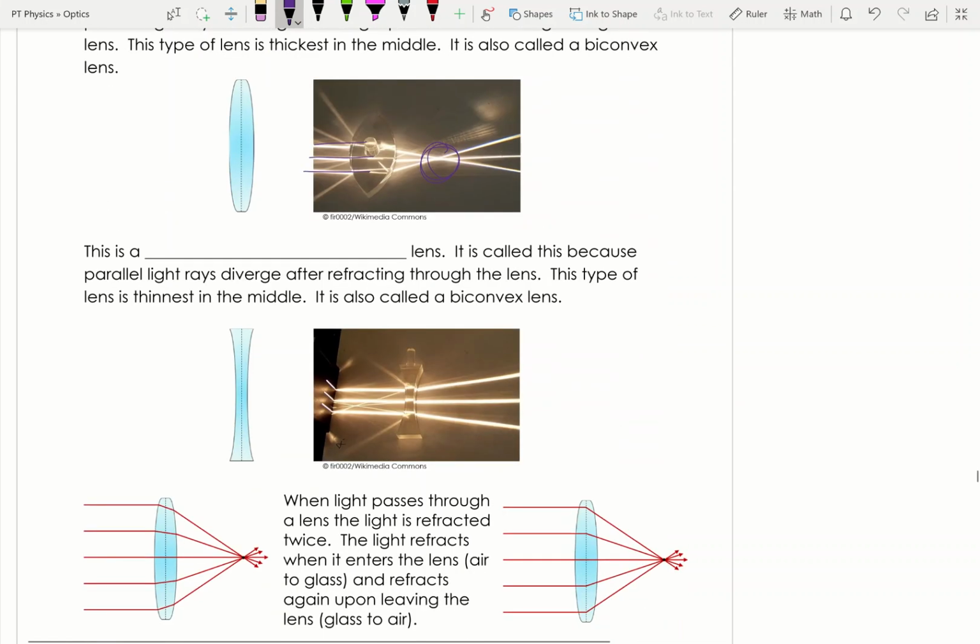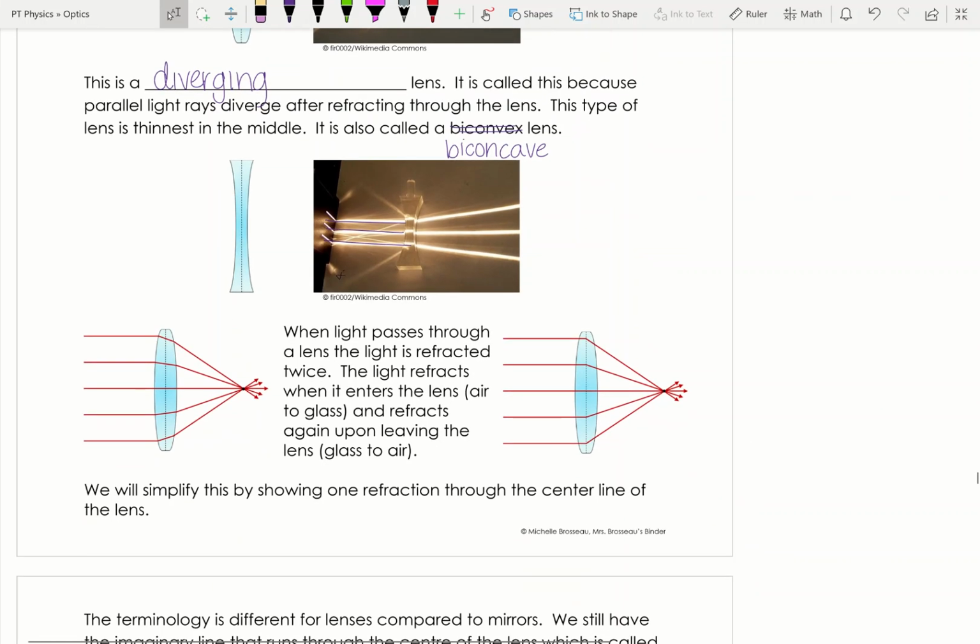The second image that we see here is a diverging lens. It is called this because parallel rays sent in go away from each other afterwards. They diverge. So this type of lens is thinnest in the middle and can be called a biconcave lens. This should say biconcave.